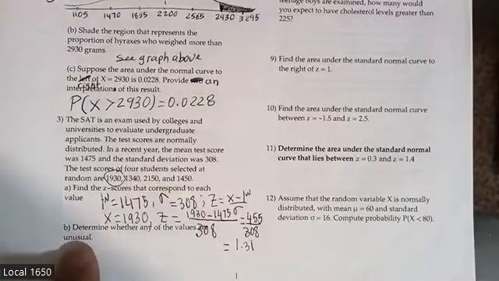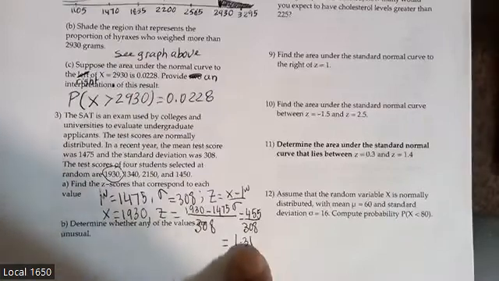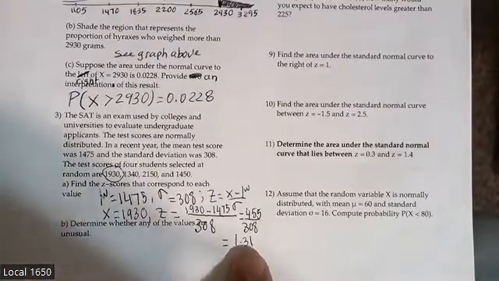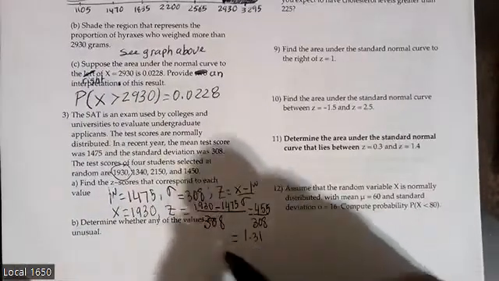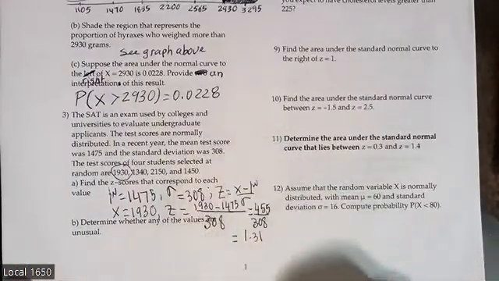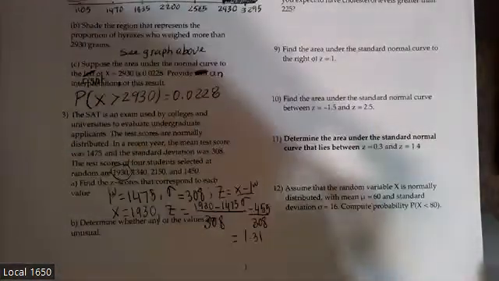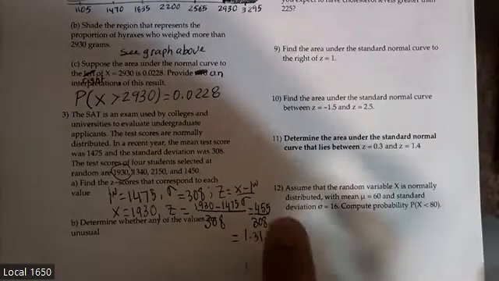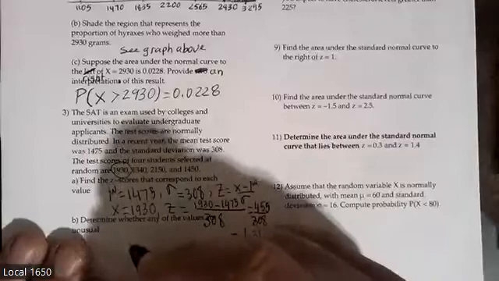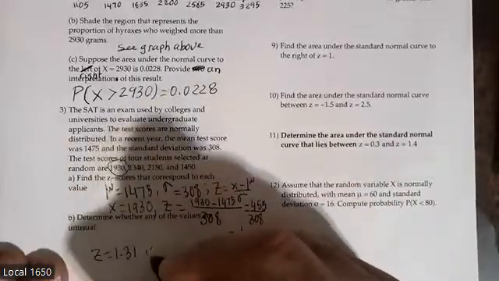But let's see the question in part B. Determine whether any of the values is unusual. Do you guys think that this value is usual or unusual? What do you guys think? Isn't it usual? Why? Because it's not beyond 2. A z-score is unusual if it is bigger than 2 or less than -2. If the value is between -2 and 2, it is usual. Okay, thank you. So z equals 1.31 is usual.